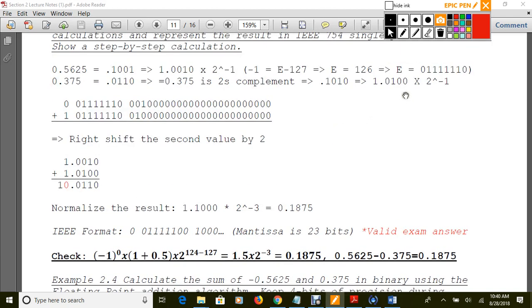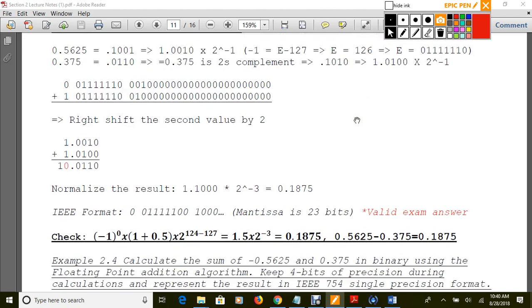Right shift the second value by 2. Actually, you don't need to do that because they're actually the same exponent, so you can ignore that. So in this case, we add these 2 values. And here, you can see that we do this result, 1.0010 plus 1.0100 gives us overflow and a most significant bit value like before.